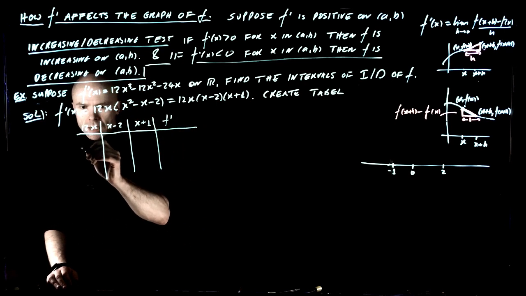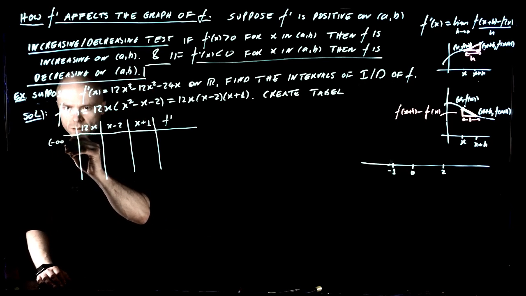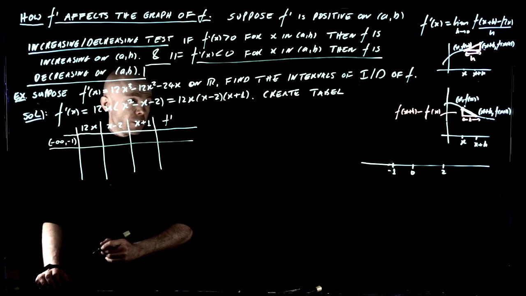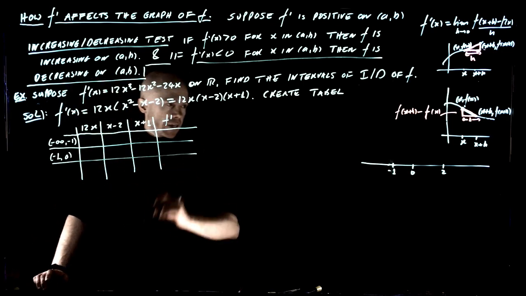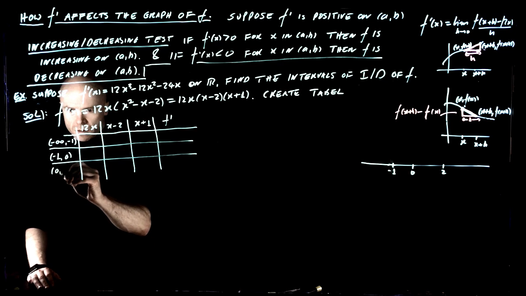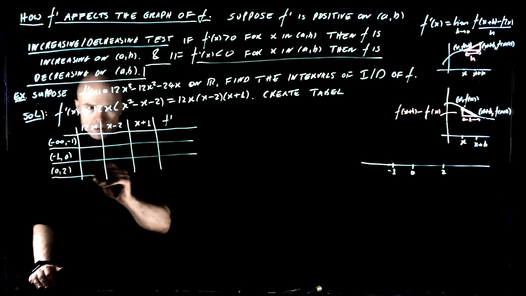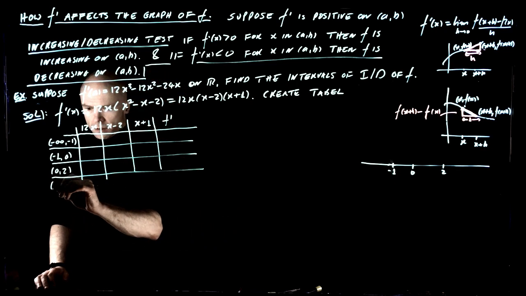Okay? And on this side over here, let's put the various intervals we're interested in. So our first interval is from minus infinity to minus 1. The next part is from minus 1 to 0. The next part is from 0 to 2. And the final part is from 2 to infinity.